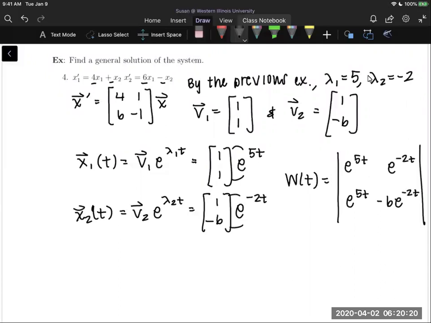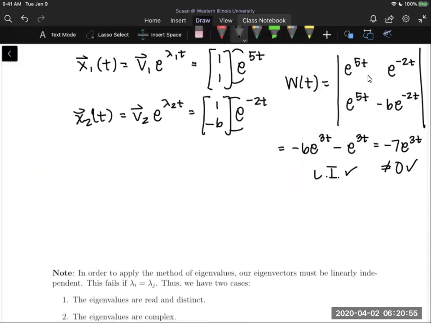And let me compute this determinant. It's a 2 by 2. So that's going to be a -6 e to the 3t minus e to the 3t. So what I'm getting here is a -7 e to the 3t. And I think we can all agree that that is non-zero. So we conclude linear independence. All right. So now that we have found our eigenvalues and our eigenvectors and the corresponding solutions are linearly independent, we can write our final solution.